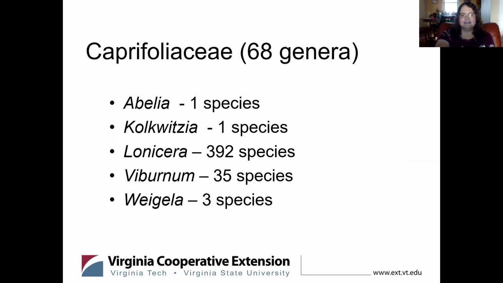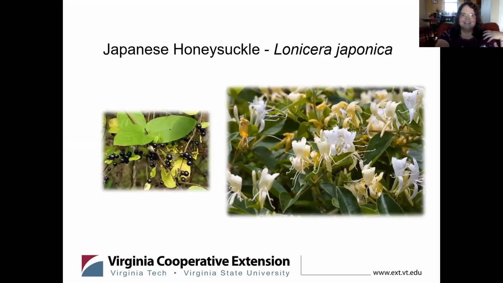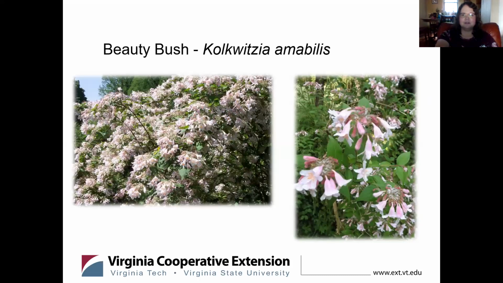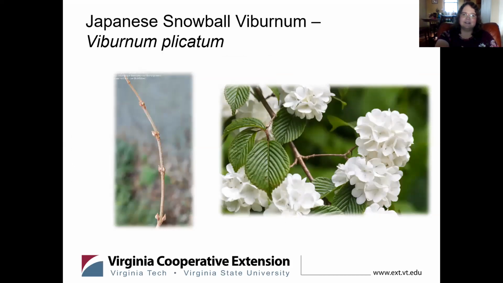Caprifoliaceae, Abelias are in this group, Colquitzia, Lonicera, Viburnum, and Weigela. Some people pronounce Weigela differently. That's just how I pronounce it. So Japanese honeysuckle, Lonicera japonica. Beauty bush, Colquitzia amabilis, a very pretty plant in the springtime, non-native to the United States. Japanese snowball bush, Viburnum plicatum.